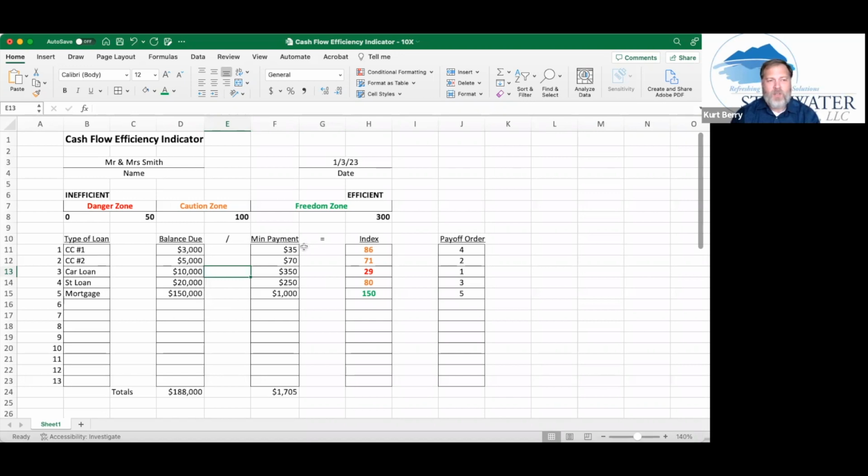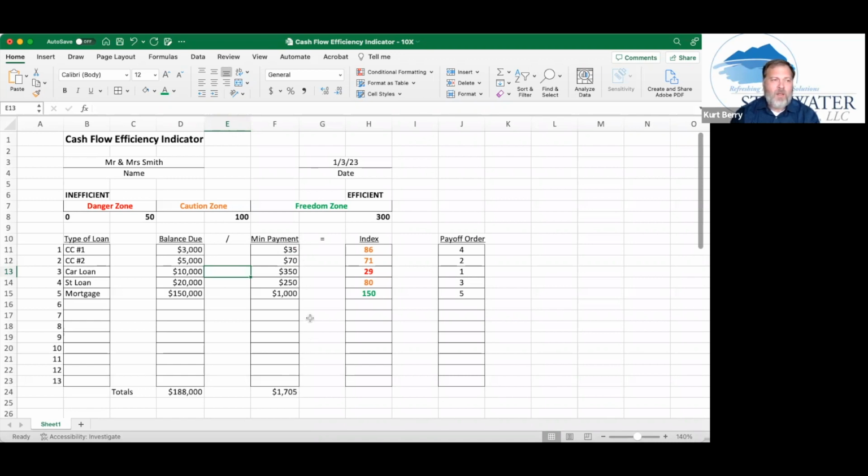And then we also list here what their minimum payment is. Now, a lot of people will say, well, my minimum payment is $35 on my credit card, but I'm paying $100. But we would put the $100 in if that was the case, just because we want to see what you're actually paying. So we get a total down at the bottom.